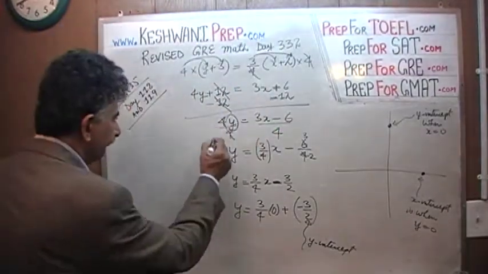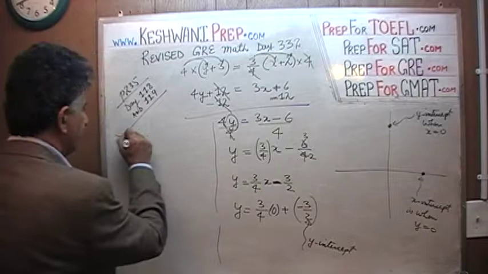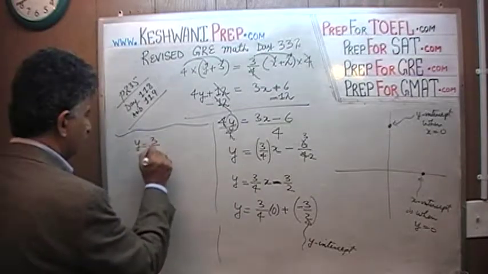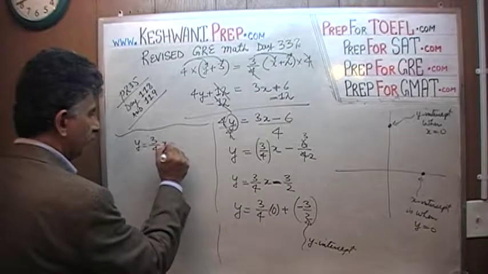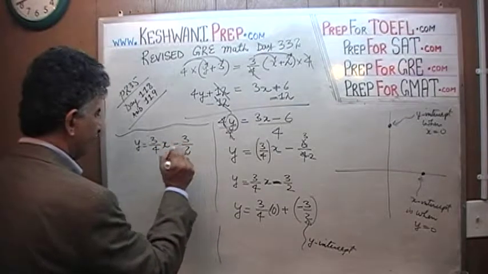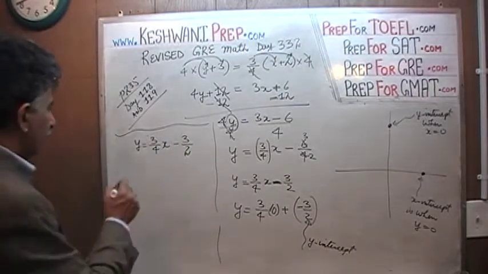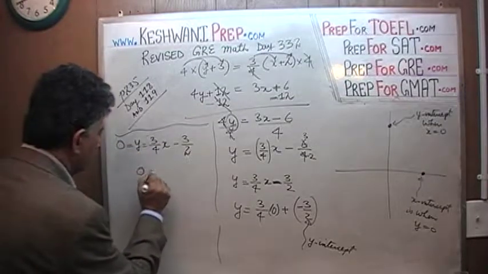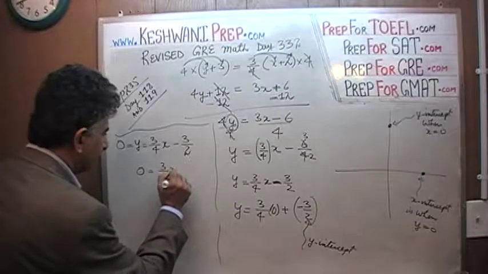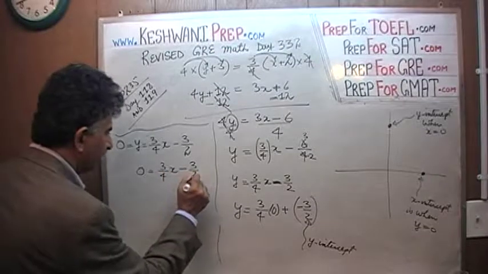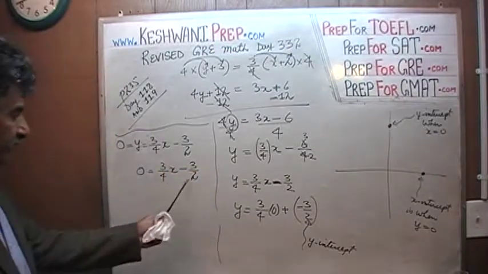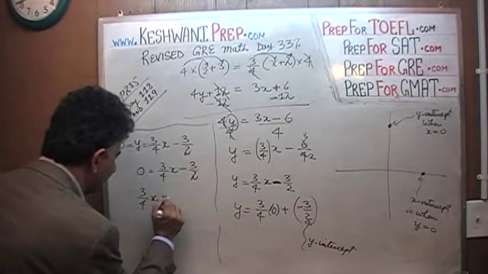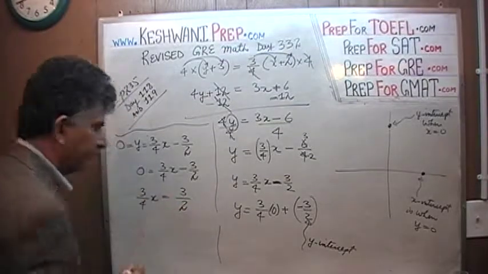Let's do it here. So our equation is y equals 3/4 x minus 3/2, and y is equal to 0, remember. So what we have is 0 equals 3/4 x minus 3/2. Let's add 3/2 to both sides. In other words, bring the 3/2 to this side. So 3/4 x equals 3/2.